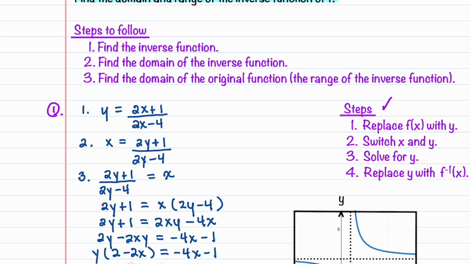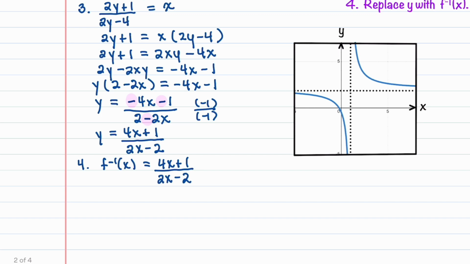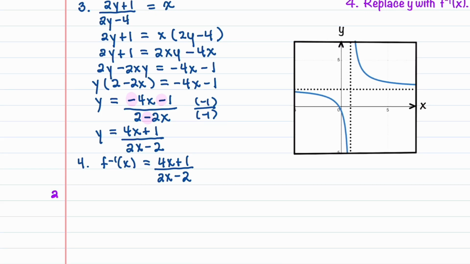Our second step is to find the domain of the inverse function. Okay, we can do that. We just found our inverse function, so now we just get to find the domain. So we'll mark this as 2. Here's the function that we're looking at, and we need to find the domain. Notice that we can never have a denominator equal to 0, so we're going to have a restriction on our domain, and that restriction is going to be that 2x minus 2 cannot equal 0. And if we solve for x, we have 2x is not equal to 2, bringing the 2 over to the right, which gives us that x is not equal to 1.